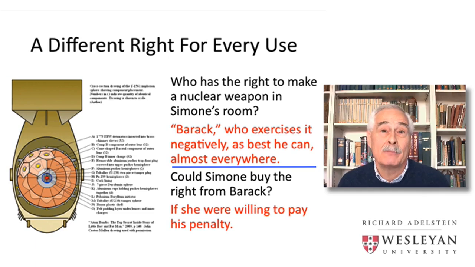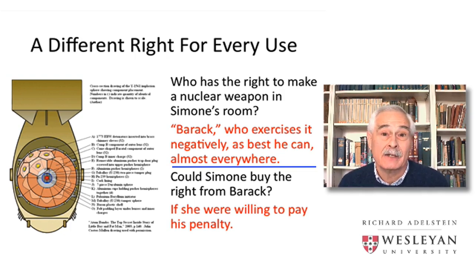And they're made there because Barack, the government of the United States, has allowed those two organizations to produce nuclear weapons in the places where they exist. And so, although Barack has the authority to exercise the property right to make nuclear weapons anywhere in the United States negatively, he chooses to exercise those rights negatively by barring people from making nuclear weapons almost everywhere except for those two places, one in New Mexico and one in Tennessee.